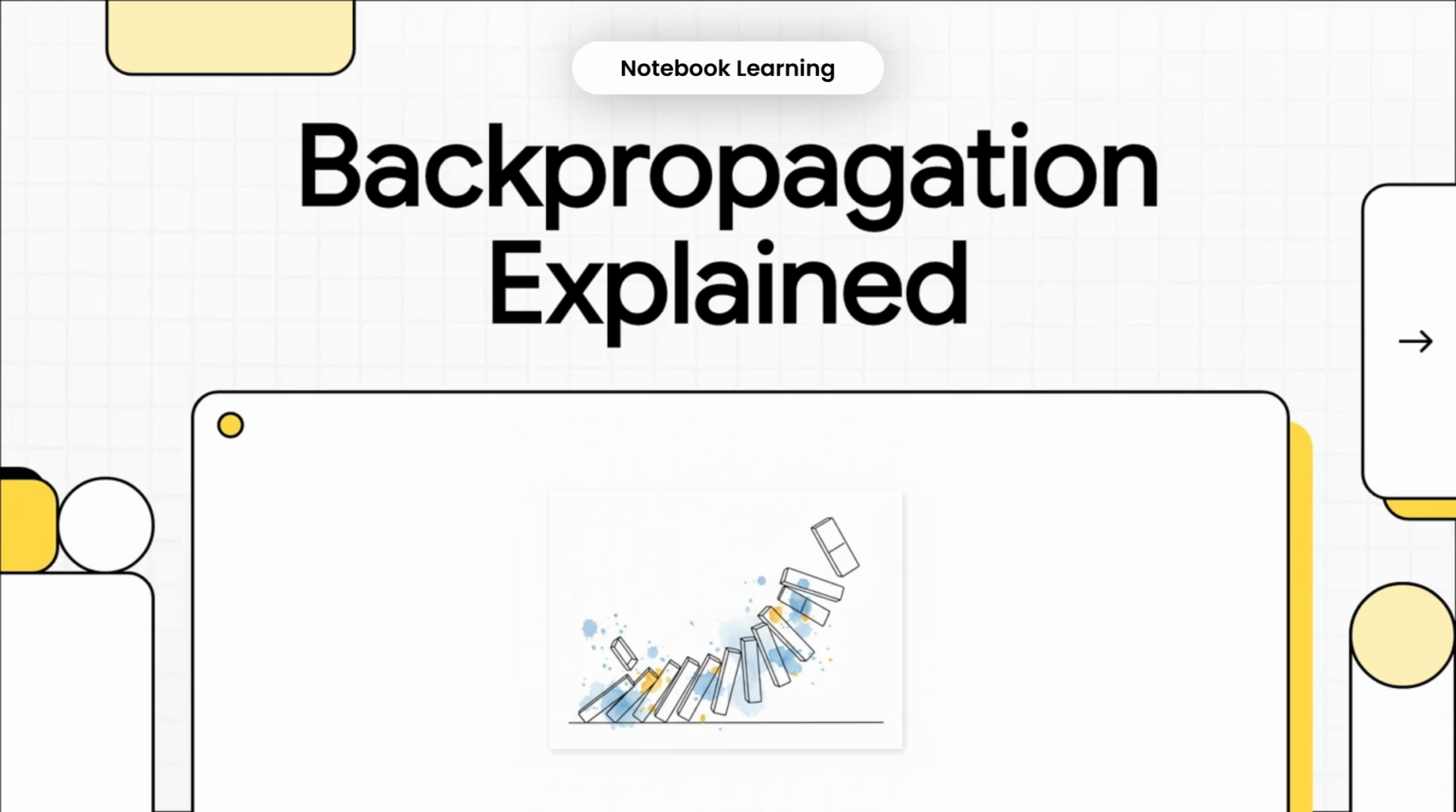We often hear that neural networks learn from their mistakes, but what does that actually mean? It's not magic, you know. When a network gets an answer wrong, there's a very specific algorithm that kicks in to fix it. That algorithm is called backpropagation.